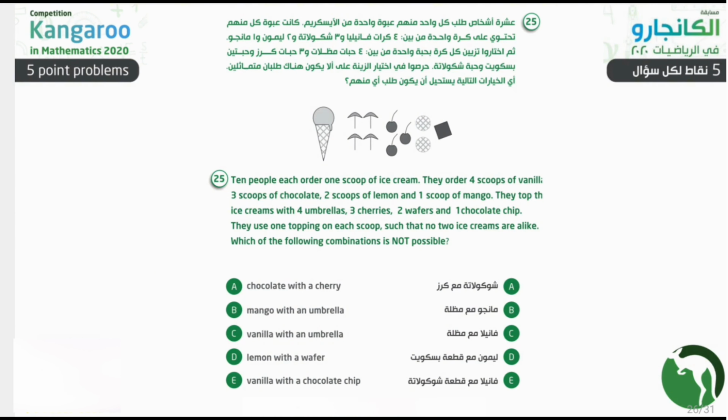In question number 25, 10 people each order one scoop of ice cream. They ordered 4 scoops of vanilla and 3 scoops of chocolate and 2 scoops of lemon and 1 scoop of mango.